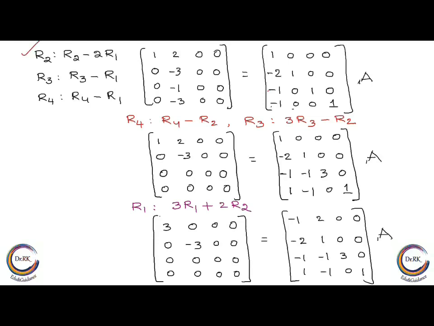Now we got this. So still it is not there. Right, now what is the principal diagonal? This. Okay, so now we have to make this zeros, right? For which R4 is R4 minus R2, R3 is 3R3 minus R2. Applying these operations on this matrix as well as on this matrix, we get this.